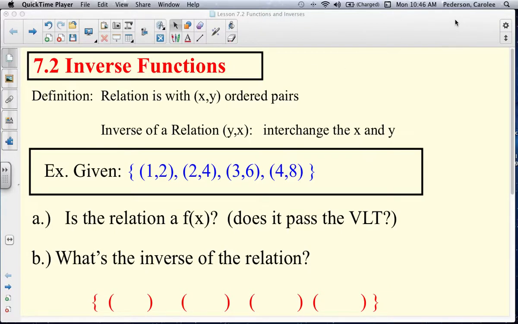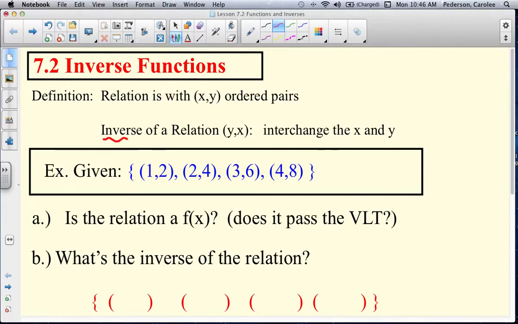This is Chapter 7, Section 2, Inverse Function. The definition of a relation is a set of ordered pairs, x and y. The inverse of a relation is interchanging the ordered pairs.